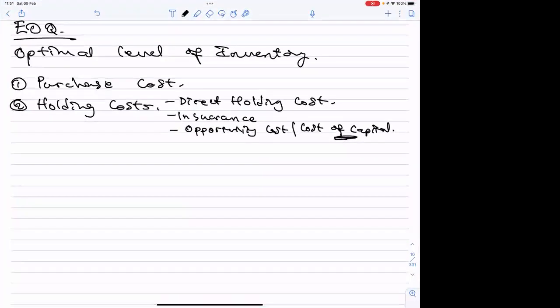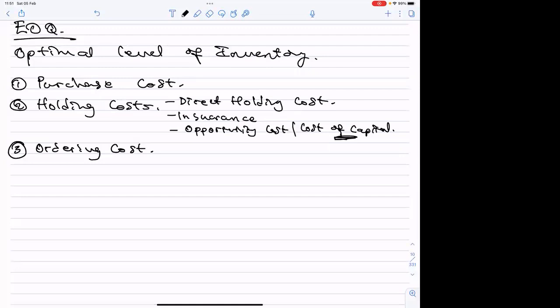All right. Then we come to number 3. The third one is the ordering cost. Are we together? So the third one is the ordering cost. These are costs that you incur in the purchases department when they are doing the order. Maybe the telephone calls that you are making with your suppliers. So that's your ordering cost.